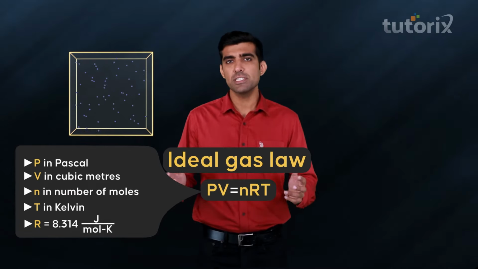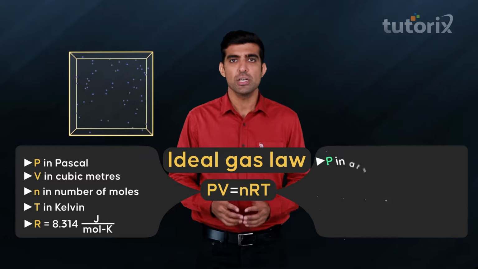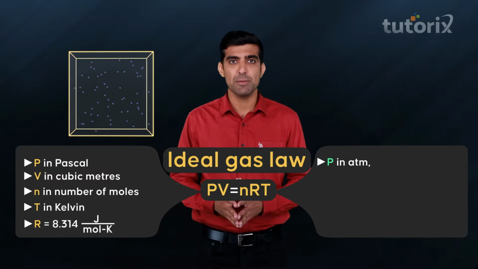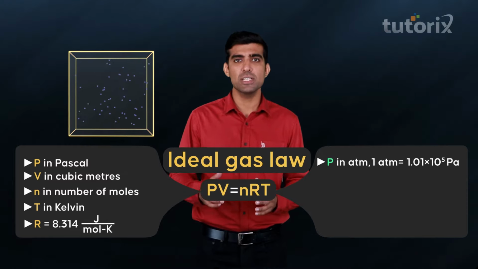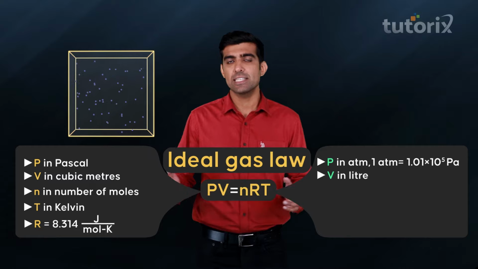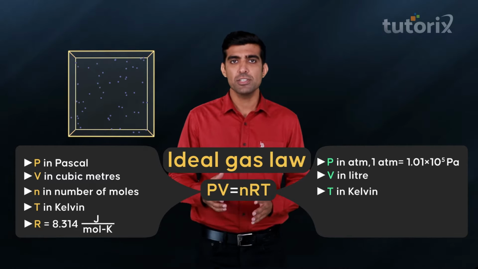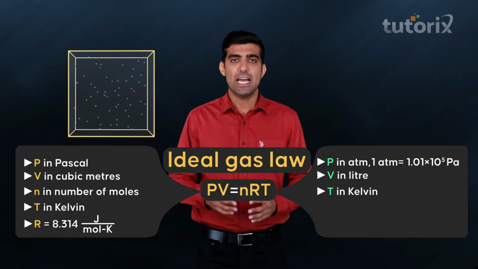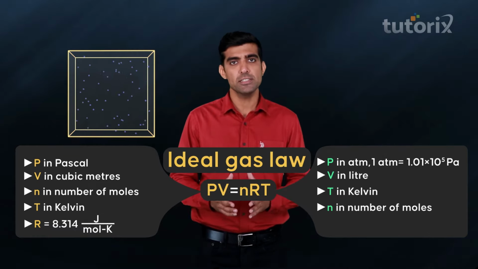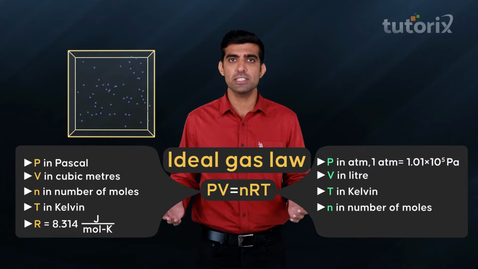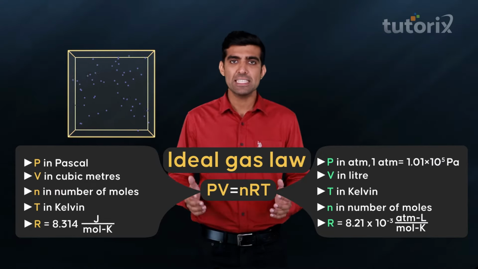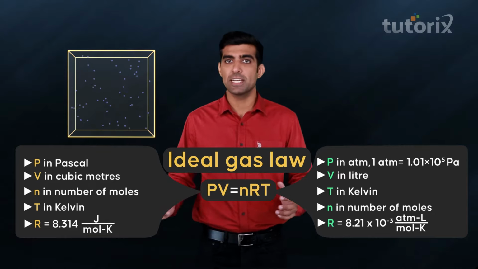There's another common system of units, in which pressure P is taken in atmospheric units, or atm, where 1 atm is 101325 pascals. Volume V is taken in liters, temperature is still taken in Kelvin, and n, which is number of moles, is still in moles. Here, the value of the universal gas constant R is 0.00821 atm liter per mole per Kelvin.